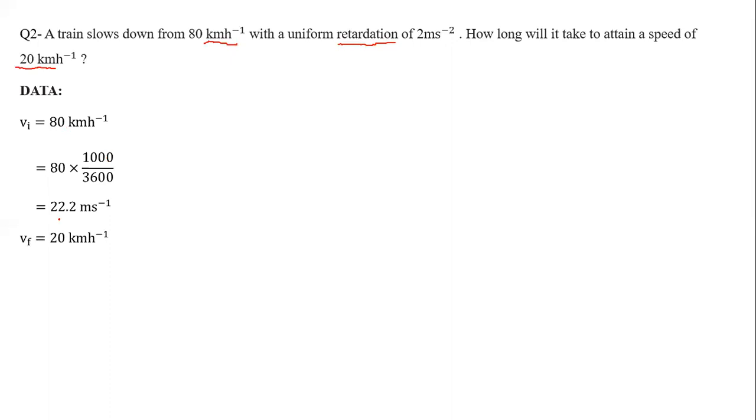Then vf is 20 kilometer per hour. So again we multiply by 1000 and divide by 3600. Then it will change into 5.6 m/s. The acceleration is 2 m/s², and time is question mark. Question mark means that we have to find the time. Now we have to use the formula. And what formula? Again we will use vf is equal to vi plus at.